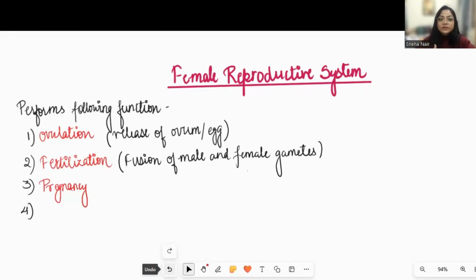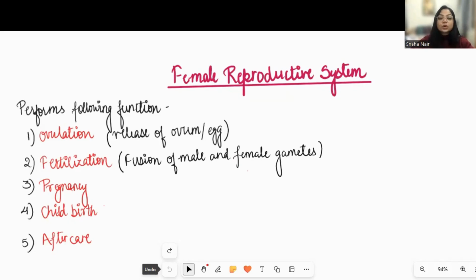The female reproductive system also helps in childbirth, that is delivery of the baby, also called parturition. And not only is it responsible for giving birth, but it is also responsible for providing nutrition and aftercare to the child once the child is born. Through the mammary glands, milk is produced, which gives nourishment to the baby that is born. So these are the various roles performed by the female reproductive system.